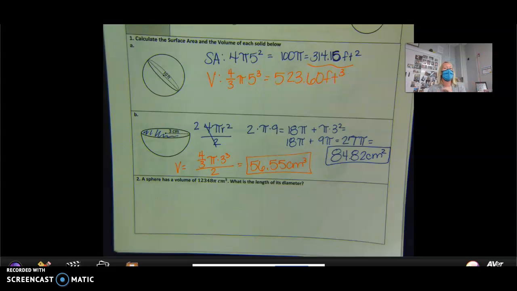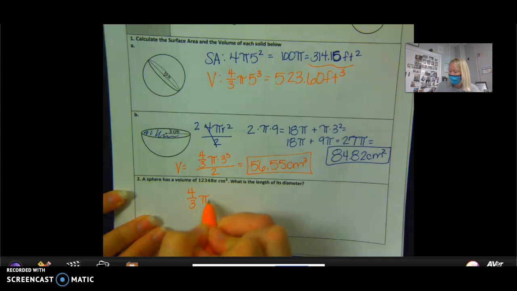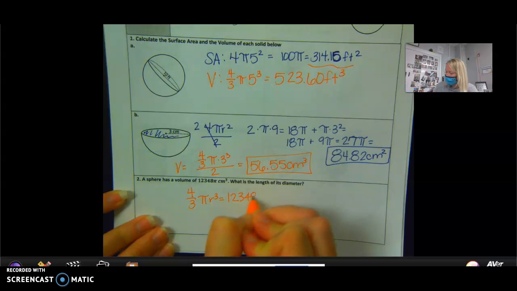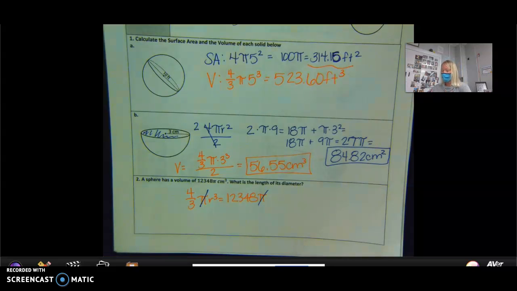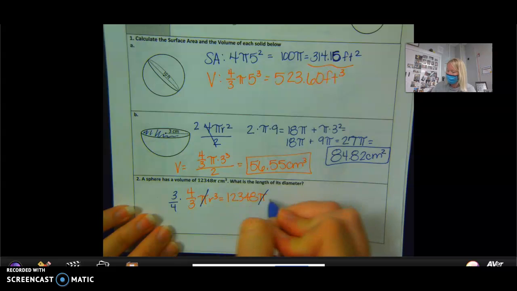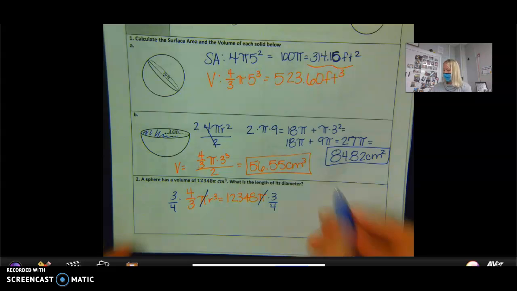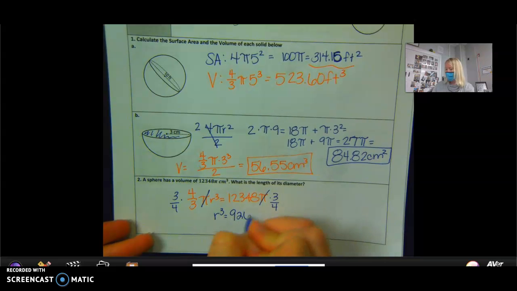Before we find diameter, what are we going to have to find first? Radius, and then just double the radius. So this is a volume, so I'm going to use my volume formula. 4/3 pi r cubed equals 12,348 pi. Well, the pi's just cancel, right? Those cancel out. I multiply both sides by 3/4, its reciprocal, to get rid of that. So I'm going to do 12,348 times essentially 0.75. Okay, so I get r cubed equals 9,261.